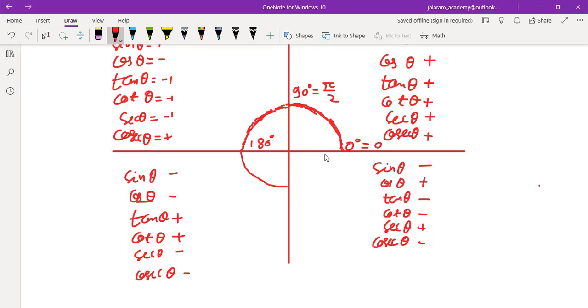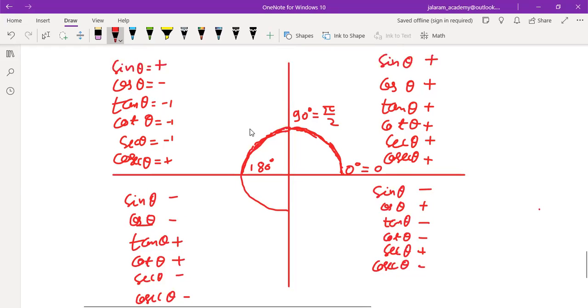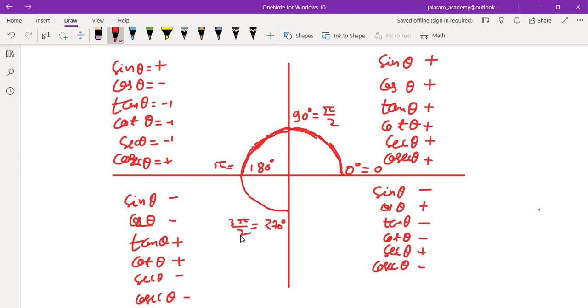Whenever an angle lies between 0 degree to 90 degree, its trigonometric ratios will be positive. Whenever an angle lies between 90 degree to 180 degree, except sin theta and cosec theta, all will be negative. Sin theta and cosec theta will be positive in the second quadrant. And if the angle lies between 180 degree to 270 degree, that is pi to 3 pi by 2, and its co-terminal angles also, only tan theta and cot theta are positive and others are negative.